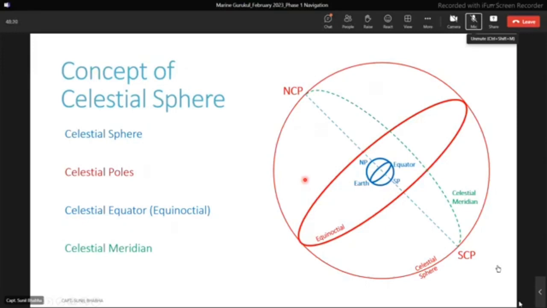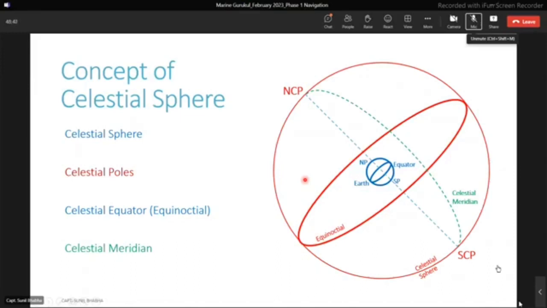So these are the two references which we use to specify a body. Either we use the GHA, measured from the celestial meridian of Greenwich, or we use the SHA, sidereal hour angle, which is measured from the celestial meridian of the first point of Aries. So this is the equinoctial system of reference on the celestial sphere.